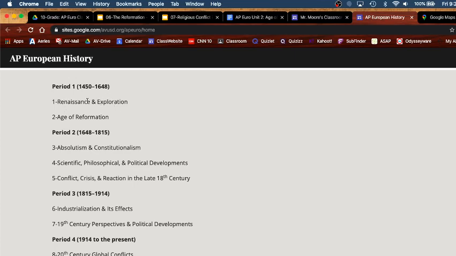The first one is the Renaissance and Exploration, and the second one is the Age of Reformation, which happens within time period number 1. What I mean by that is that at the same time as the Renaissance was going on, towards the end of the Renaissance, there was the beginning of the Reformation. So there is definitely an overlap between the later Renaissance and the Age of Reformation.